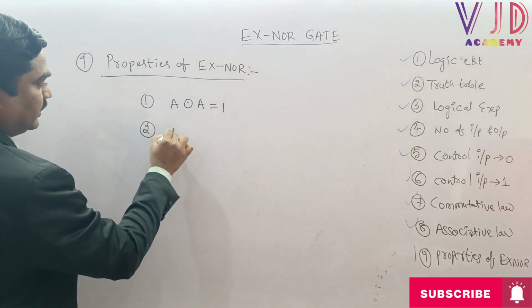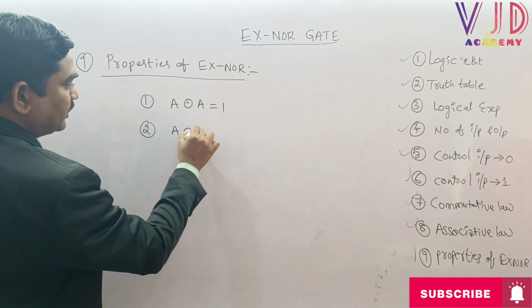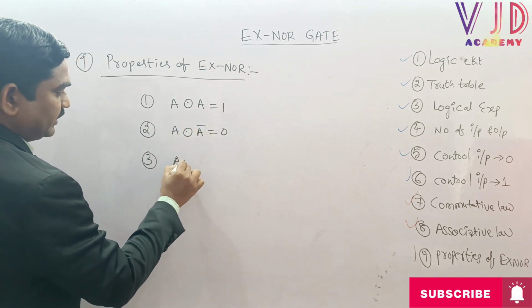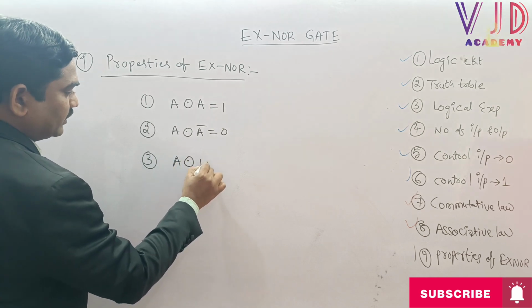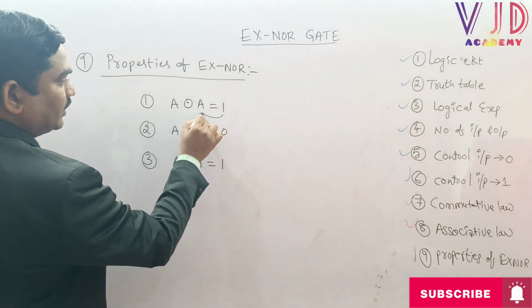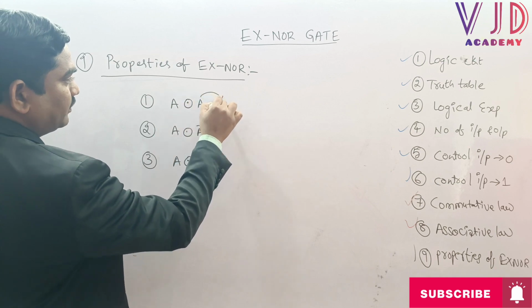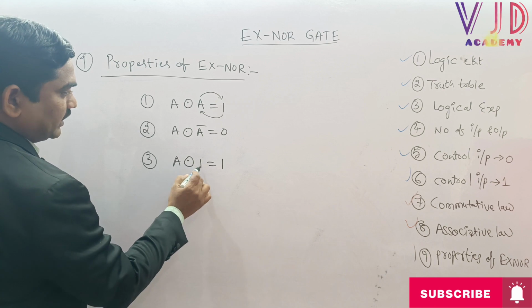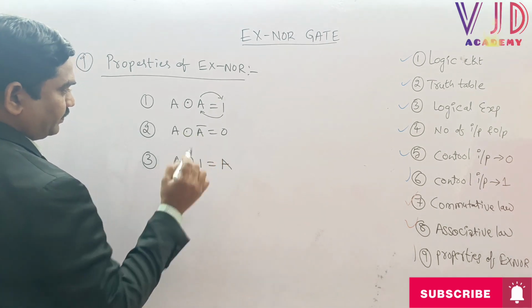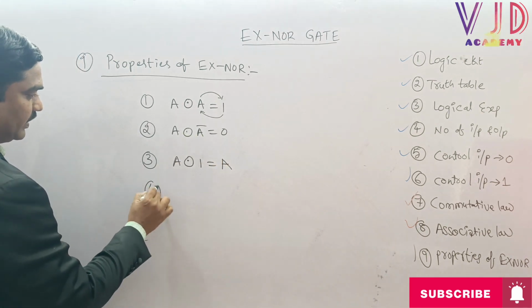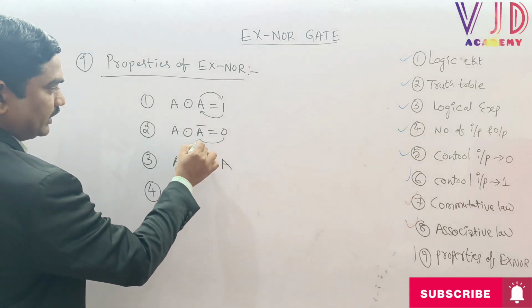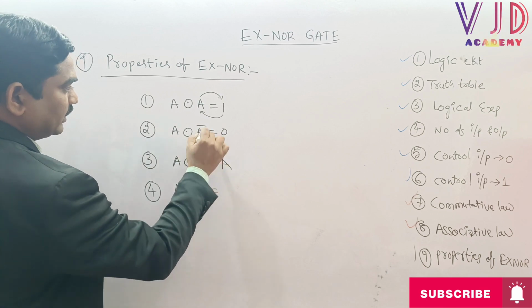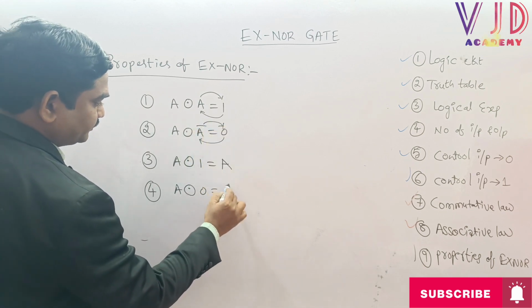Second property, A XNOR A bar equal to 0. And the third property, I can write as A XNOR 1 equal to A, which means 1 in and then A will become out. So this is interchanging. So A XNOR 1 will become A. And the fourth property is here, 0 in, A XNOR 0, and then out is A bar.